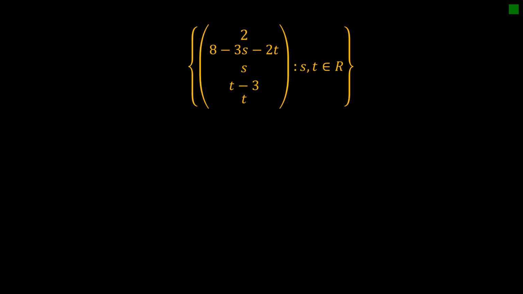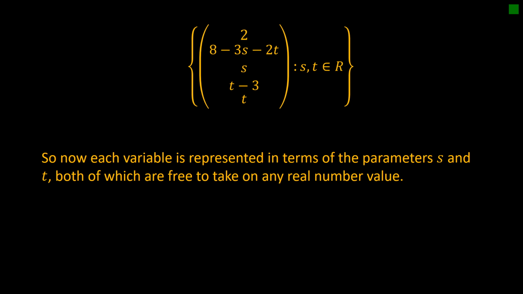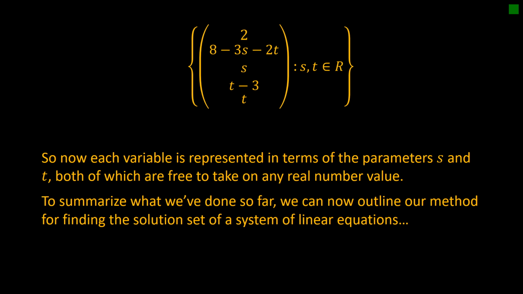That's kind of nice because now we just have these parameters s and t, and they tell us what each x value is, x1 through x5. Of course, x1 is just always 2. Each variable is represented in terms of the parameters s and t, both of which are free to take on any real number value.